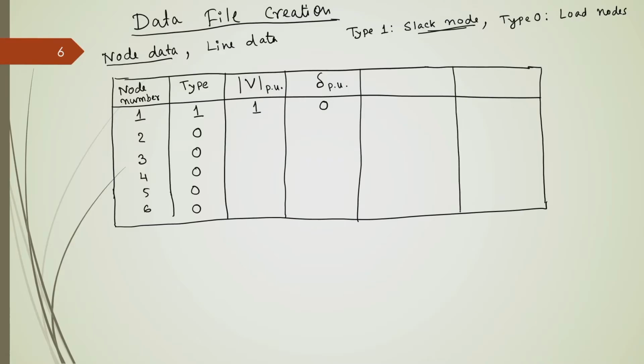Now, we know another two quantities which we will write in column 5 and column 6, which is active power demand. Usually, this is in kilowatt for distribution networks, because distribution network loads are at the kilowatt level, not megawatt or watt. Similarly, reactive power demand.